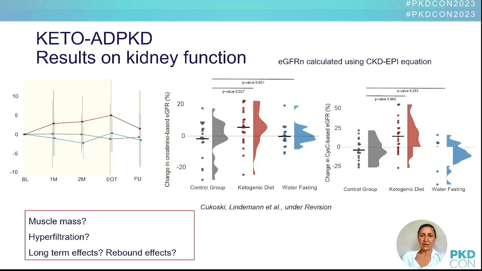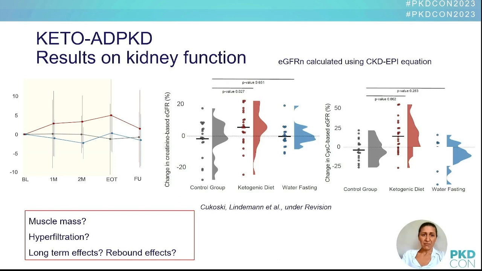One way to look at this is by using an alternative marker for kidney function apart from creatinine, by repeating the analysis with cystatin C, which we did, and here we found very similar results. We also included body composition measurements, and the changes here show that it is mainly fat mass and not the muscle mass that decreases. Of course, hyperfiltration is always a concern when we have eGFR increases.